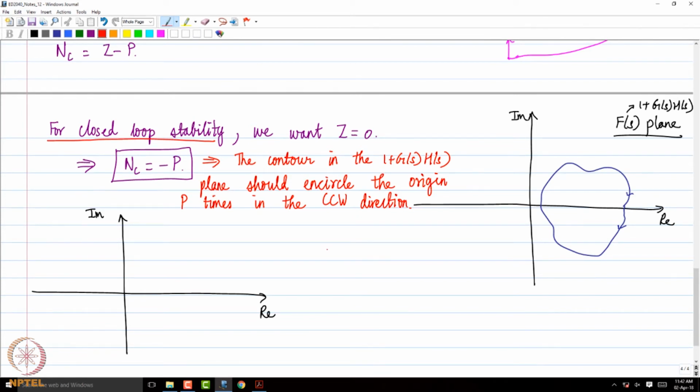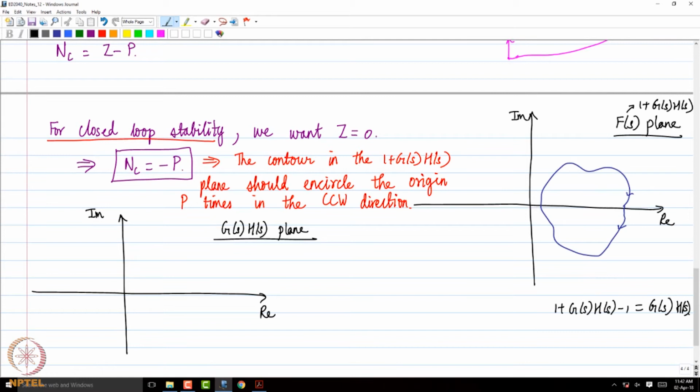So now from the 1 plus G(s)H(s) plane, we go to the G(s)H(s) plane. Now how do I draw a contour from the 1 plus G(s)H(s) plane to the G(s)H(s) plane? I subtract 1. How do I get G(s)H(s) from 1 plus G(s)H(s)? Minus 1, right? You can immediately see that 1 plus G(s)H(s) minus 1 is going to be equal to G(s)H(s).